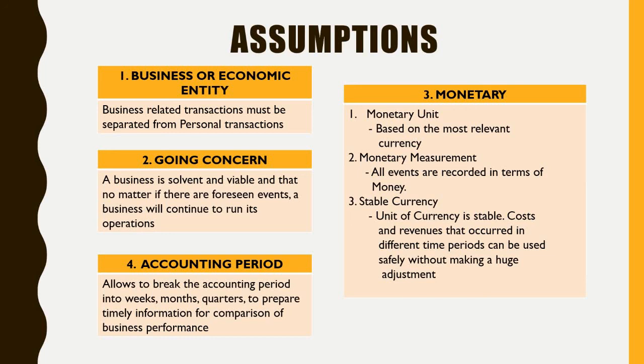Number 2 is going to be the going concern. Okay? Now, this one pretty much says that no matter if there's a foreseen event, such as a foreclosure, right? If you can predict this, you're still going to continue doing business as usual. So, for example, Sears, right? We all know what Sears is.